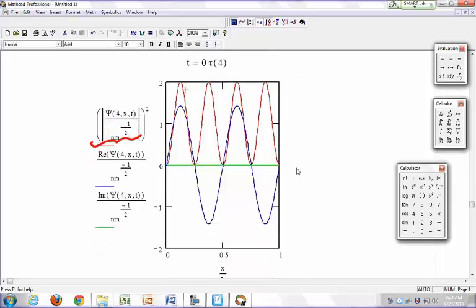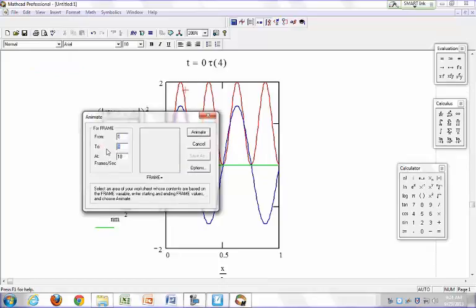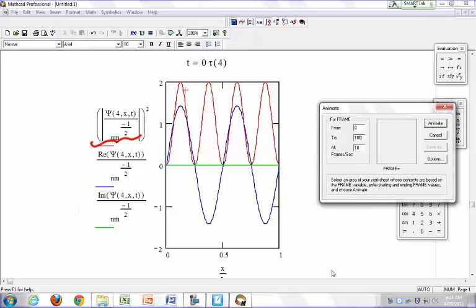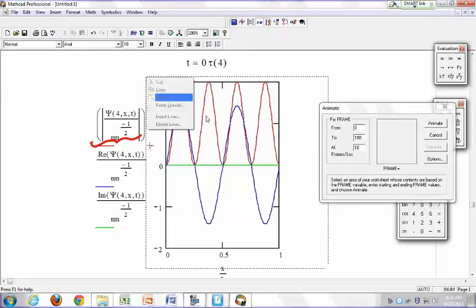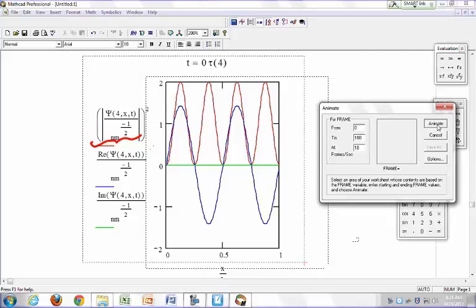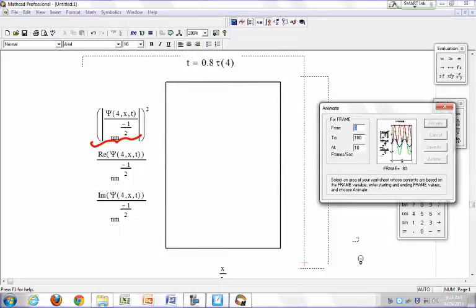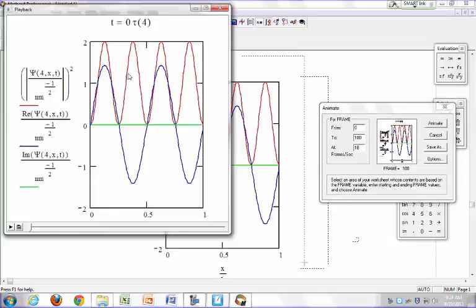Okay, so I'm going to animate this. View, animate, I'm going to do 100 frames, so since I'm going to step it, each frame will step it 1% of a period, 100 frames will give me one entire period, okay? And then I'm going to select this section to animate, hit animate, okay, and there it is.